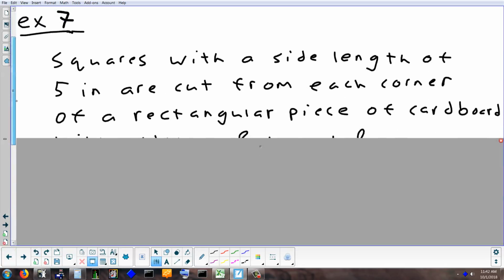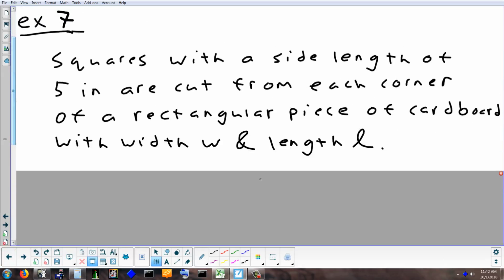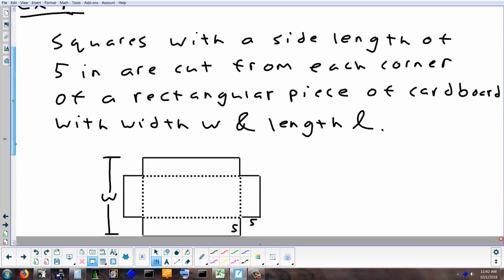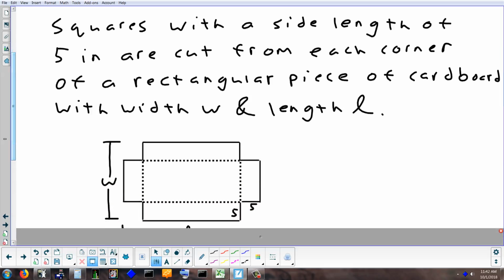All right, so this is one where I think a picture is kind of helpful because just reading the wording is a little confusing. But basically, you've got a rectangular piece of cardboard, and you're going to cut squares out of each corner. Okay? Kind of like that. So you started with a rectangular piece of cardboard, and you cut a square out of each corner. Specifically, the squares that you cut are 5 inches by 5 inches out of each corner.